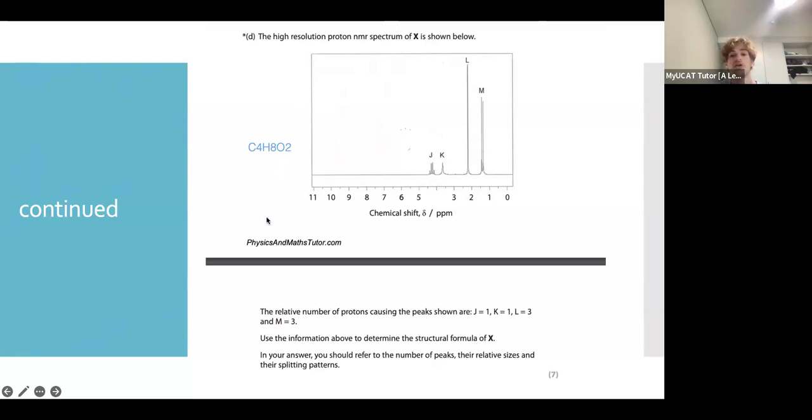And now what you need to do is a high resolution proton NMR of that compound, and you get this trace. It also tells you the relative areas, just a bit more extra information. And it's a six marker where they want you to figure out the exact structure of this compound using what you've done in the previous questions and the trace above.